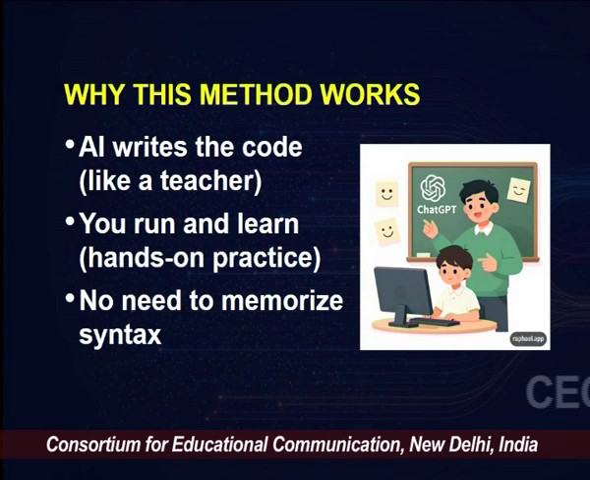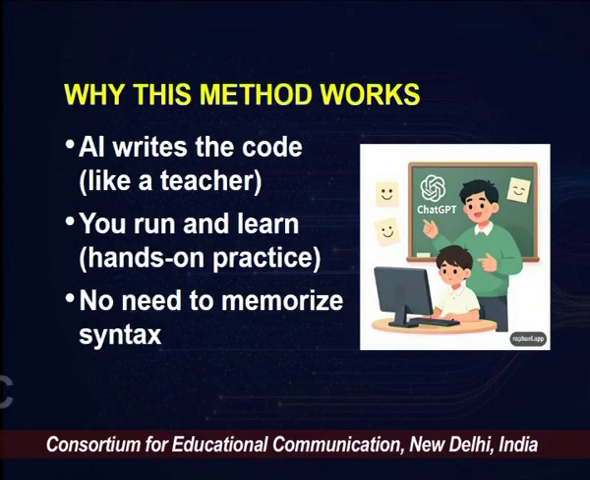So let's understand why this method is so useful and why we should use it. The AI writes the code. Consider it like a teacher, right? The AI is much more knowledgeable and understands the problem much better than a novice beginning in the domain of data science. However, you run and learn the code, which is equivalent to hands-on practice. This removes the need for memorizing syntax. If there is an error, you can again ask ChatGPT to debug that error. You can also ask ChatGPT to explain the code. So we can see how we can use ChatGPT for our data science journey and run the code in Google Colab.